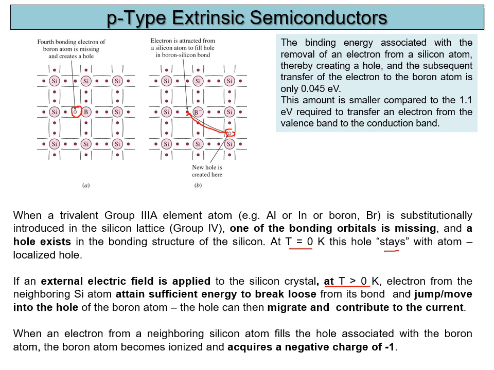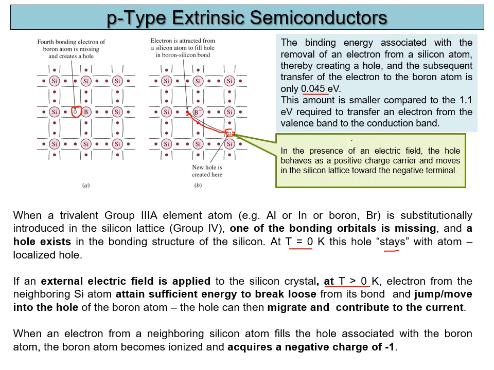The binding energy associated with the removal of an electron from a silicon atom, thereby creating a hole, and the subsequent transfer of the electron to the boron atom is only 0.045 electron volt. This amount is smaller compared to the 1.1 electron volt required to transfer an electron from the valence band to the conduction band. In the presence of an electric field, the hole behaves as a positive charge carrier and moves in the silicon lattice toward the negative terminal.